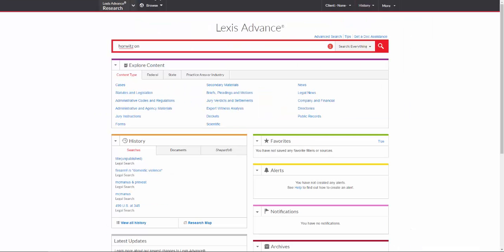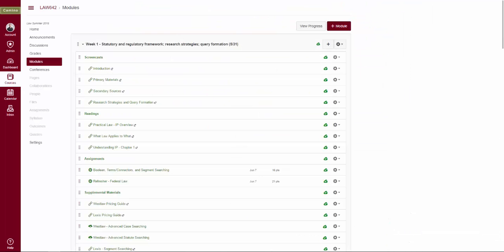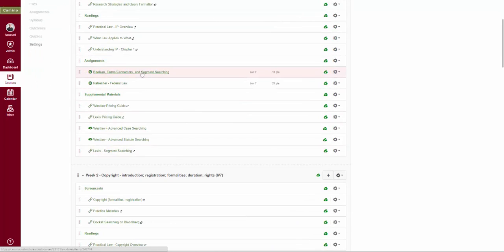Okay, let's do a quick overview of the materials that we've already covered in the course. Obviously have already gone through week 1, which dealt with query formation and research strategies. A few of you were struggling pretty badly with the Boolean logic, proximity indicators, and segment searching assignment, although you've all improved dramatically since then. However, if you do want some refreshers on that, I've posted the documents from both Westlaw and Lexis dealing with segment searching.